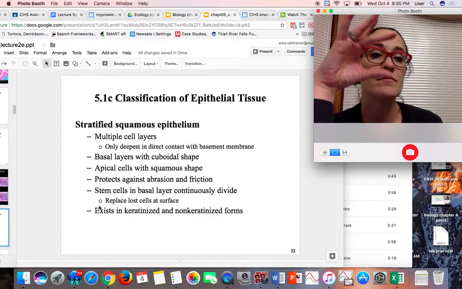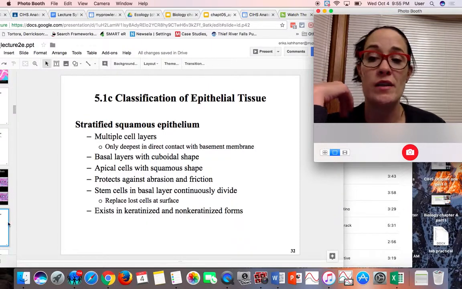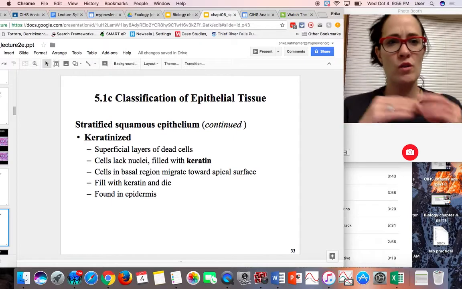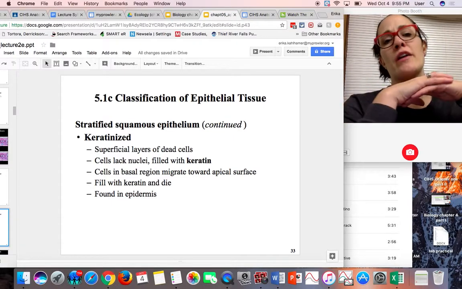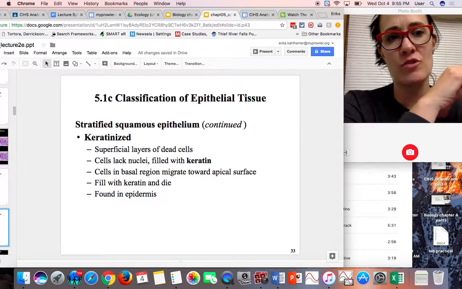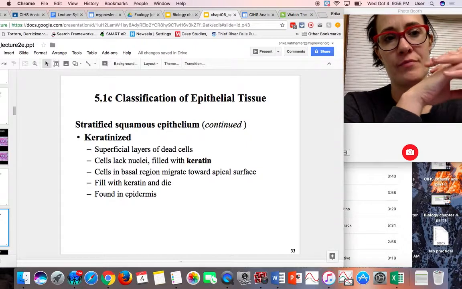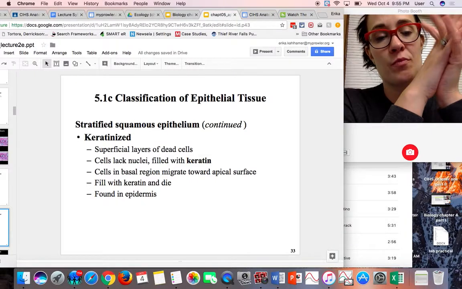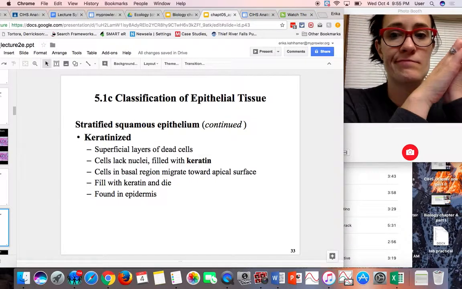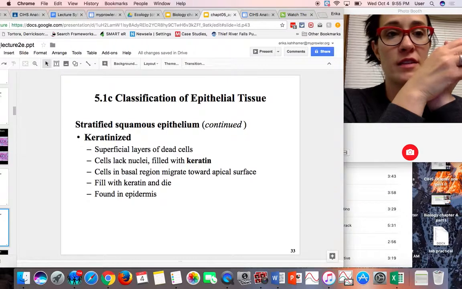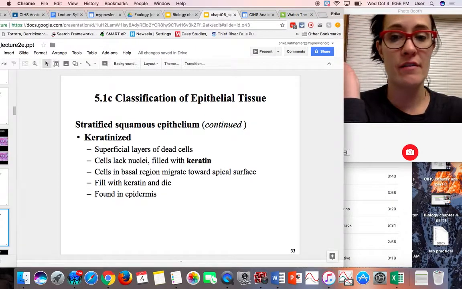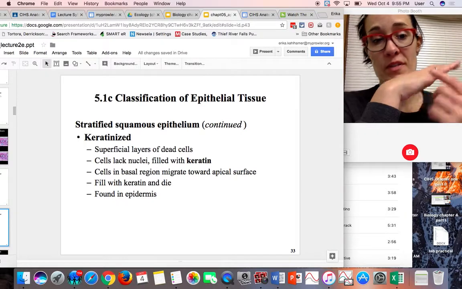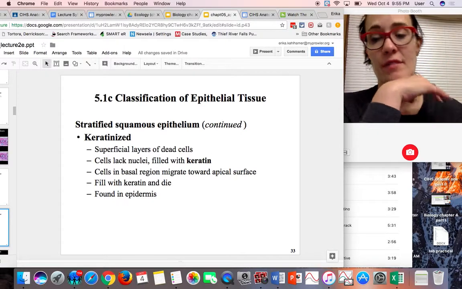And that stratified squamous can either be keratinized or non-keratinized. Keratinized is like a special protective coating on the top layer, and it's kind of like turtle wax. It prevents weathering or water getting through. Keratin is a protein. So if cells are filled with keratin, they're dead. So a good example of stratified squamous epithelium that's keratinized would be your skin, your hair.